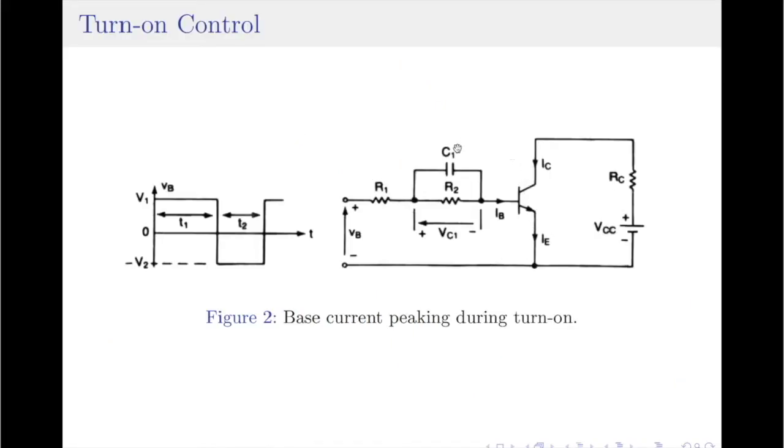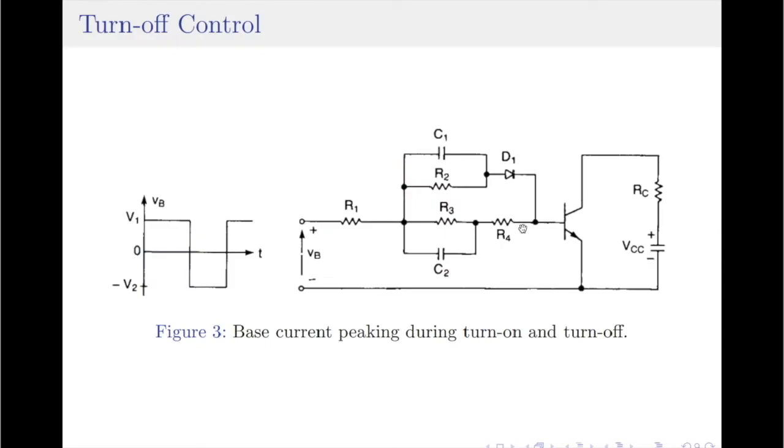Remember that this circuit provides equal turn on and turn off times. On the other hand, if you want different turn on and turn off times, then you will use a circuit as shown in the figure here.